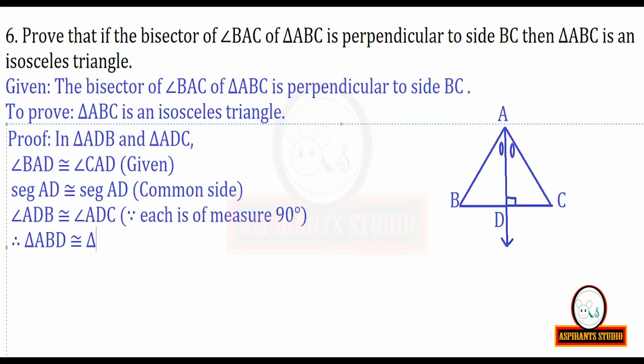If two angles of a triangle and the side included by them are congruent with two corresponding angles and the side included by them of the other triangle, then the triangles are congruent with each other. This is the ASA test. So by ASA test, triangle ABD is congruent to triangle ADC.